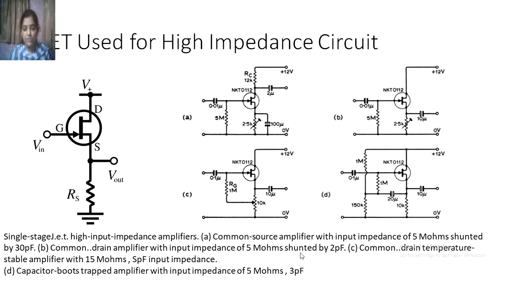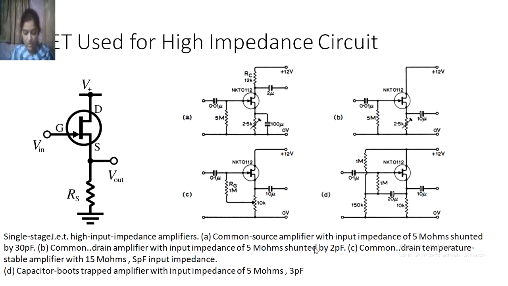5 megaohms shunted by 2 picofarad. While the input resistance is still only 5 megaohm, the shunt capacitance has been reduced to about 2 picofarad. At the expense of voltage gain, that is A naught equal to Gm Rs divided by 1 plus Gm Rs, which has been reduced to 0.7.